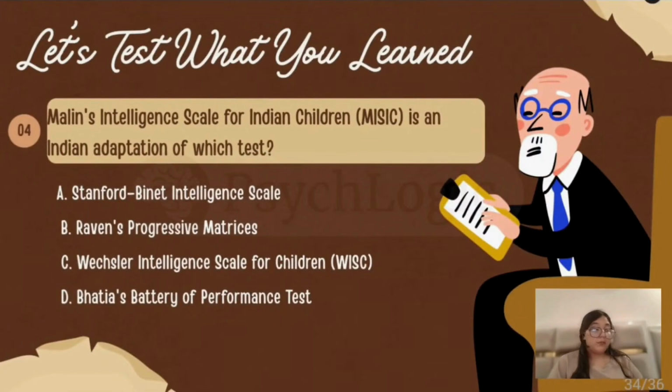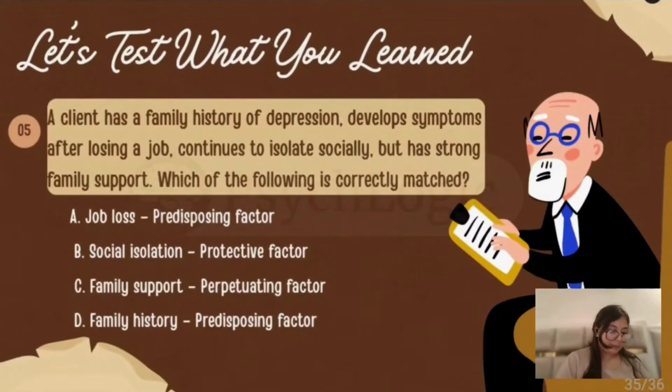Fourth question. Malin's Intelligence Scale for Indian Children is an Indian adaptation of which test? A. Stanford-Binet, B. RPM, C. WISC, and D. Bhatia Battery. Exactly, it is an adaptation of WISC.